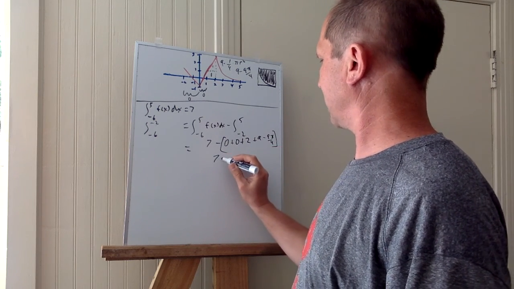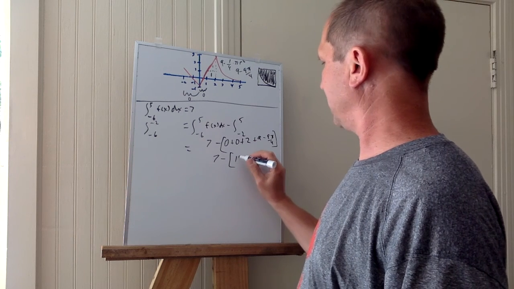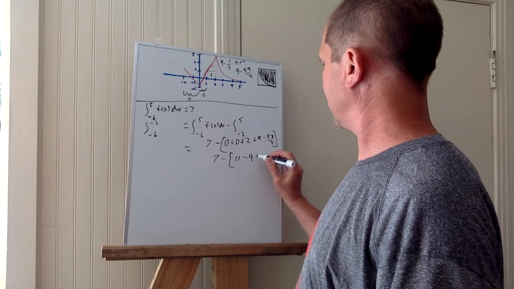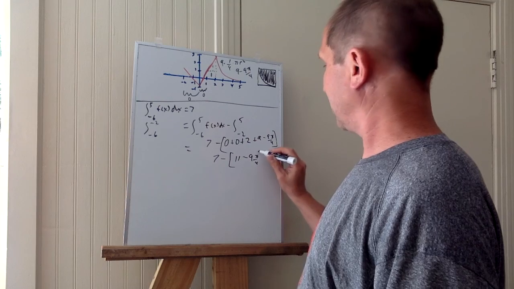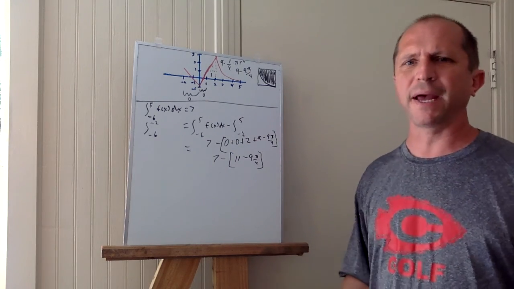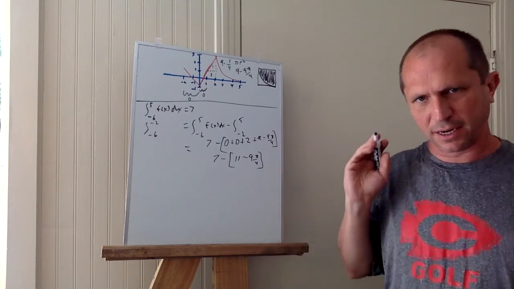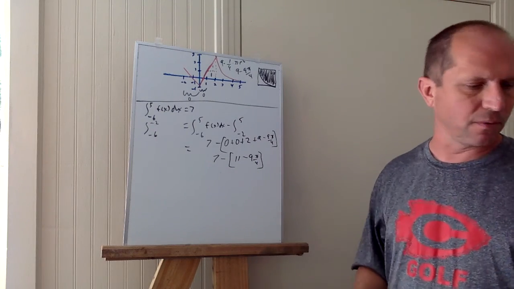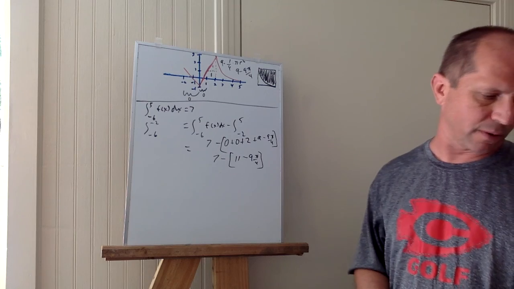Or you could just say 7 minus 11 minus 9 pi over 4. You could have stopped there, but we'll stop right there. Again, don't want to make any mess ups distributing the negative or anything. Let's just leave it alone and press forward.